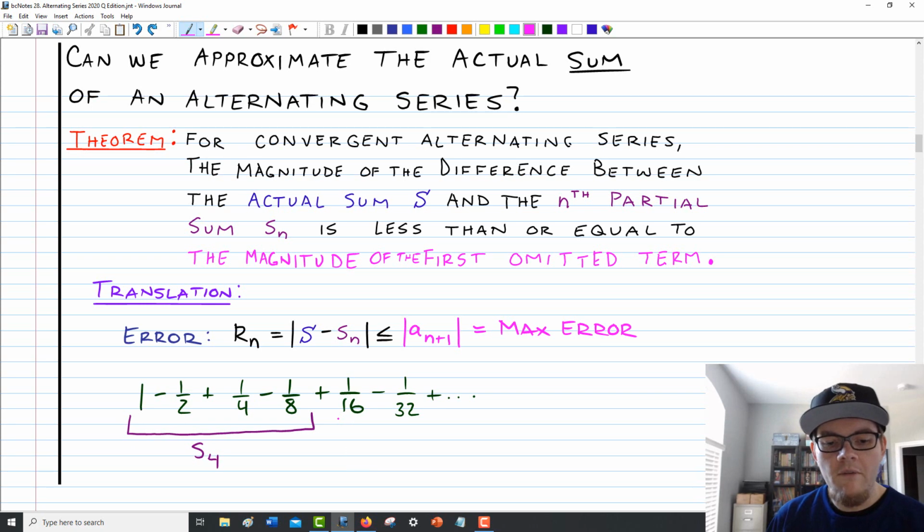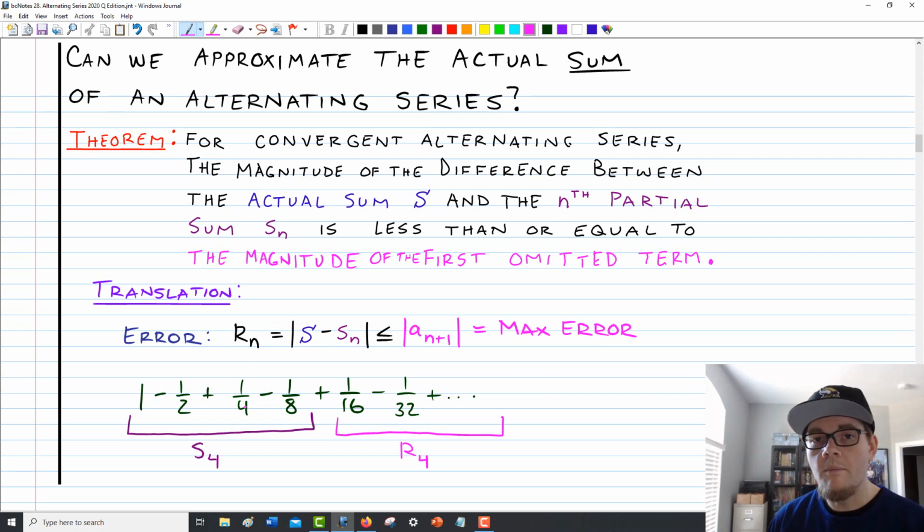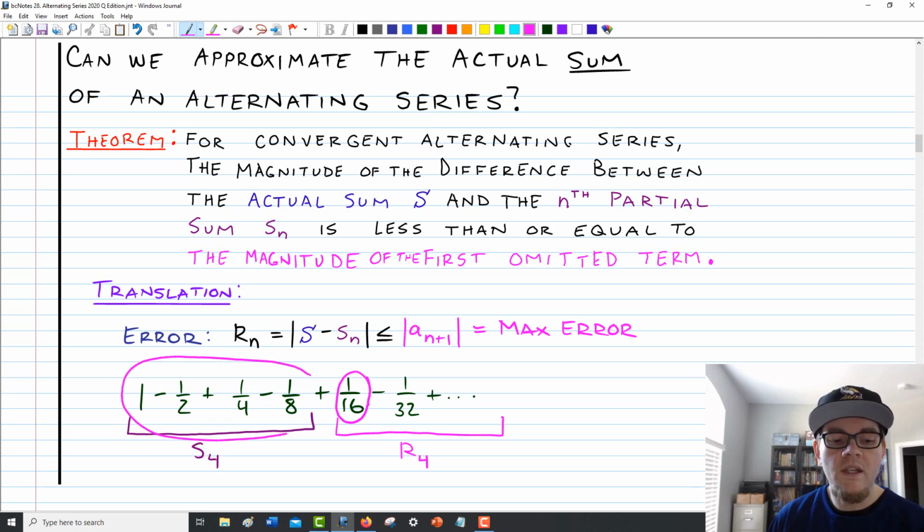Well, a couple things to point out. First of all, this whole area would be what we'd call r sub 4. It's the remainder, or the sum of the remaining terms, or the error in our partial sum, however you want to think about it. And this guy, then, would be the bound for the error. So basically 1/16 is the largest we could possibly be. Like, we know that the actual sum is within 1/16 of whatever this is equal to.